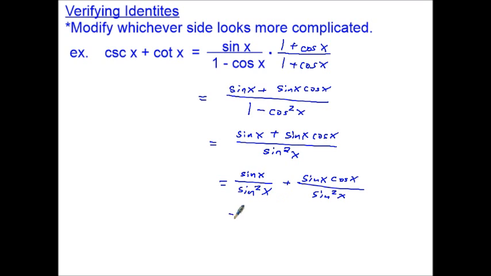Alrighty, hopefully I can fit this in. Now the sine over sine squared simplifies to 1 over sine. And then likewise the sine can reduce here, leaving me with cosine over sine. And finally, 1 over sine is the same thing as cosecant. And then of course cosine over sine is cotangent, which lo and behold is what I started with.